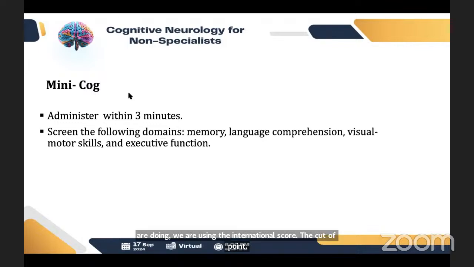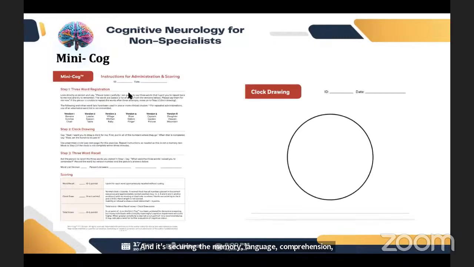So the first one is the Mini-Cog. As I mentioned earlier, it's administered within 3 minutes only, and it screens memory, language comprehension, visual motor skills, and executive function. So this is actually the worksheet. At the beginning, you have to take the history. You will record the patient data in terms of name, age, and so on.